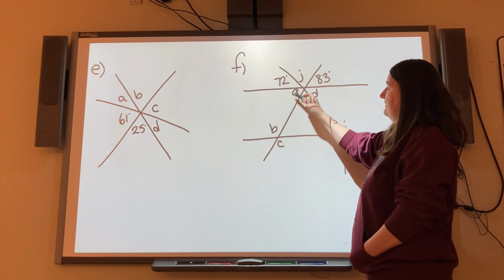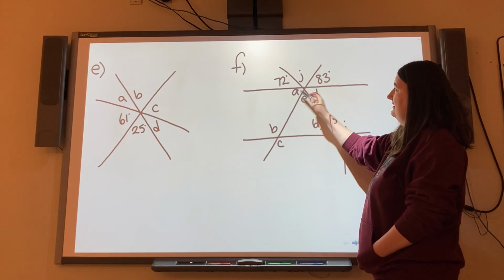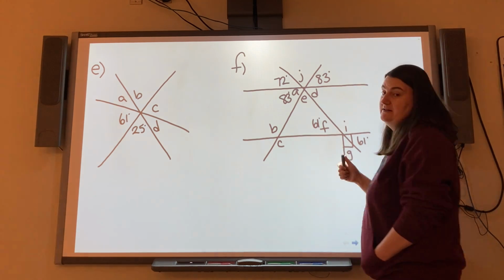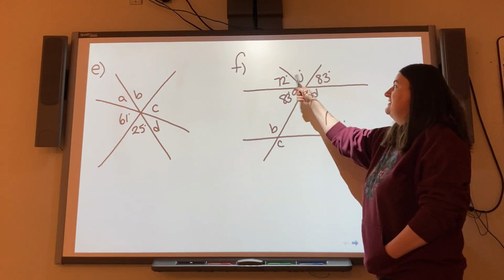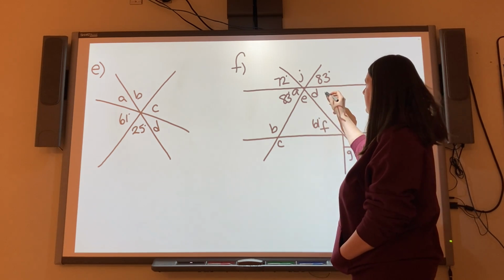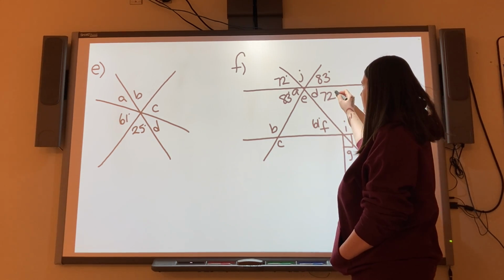83 is directly opposite to A. So I know A is 83. There's another one done already. 72 is directly opposite to D. So I know that D is 72 degrees.